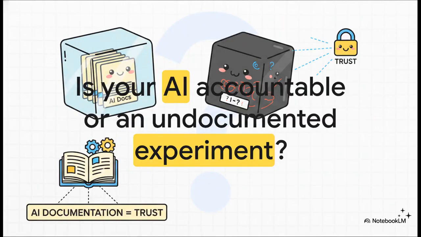So, I'll leave you with this final thought to chew on. Is your AI actually accountable, operating as a transparent glass box backed by rigorous document control? Or is it just an undocumented experiment waiting to cause a compliance disaster? The choice is entirely up to you.